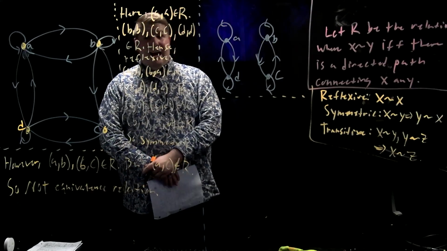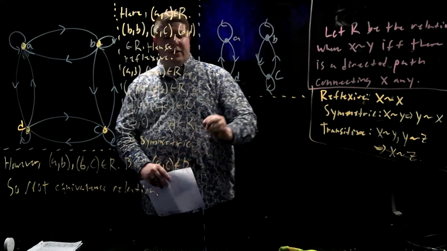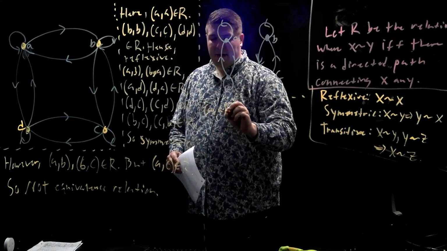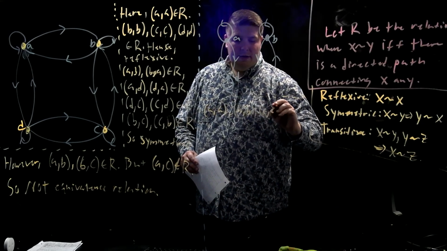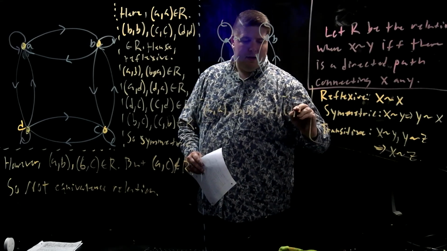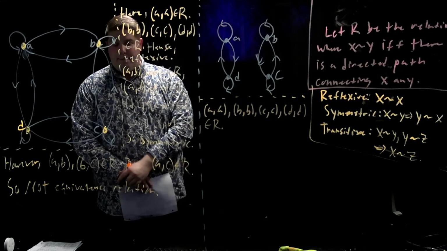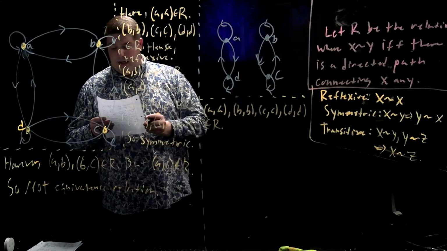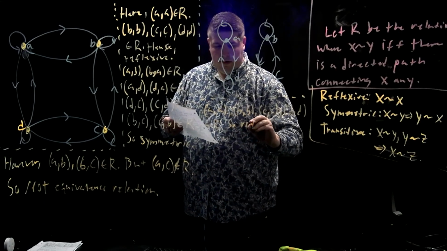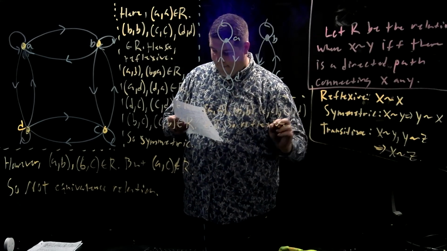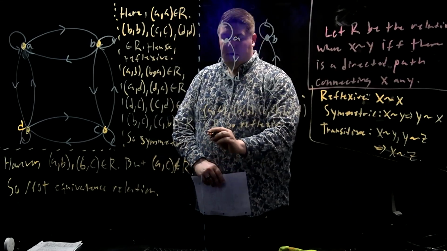So here, A goes to A, B goes to B, C goes to C, and D goes to D. So we have AA, BB, CC, and DD. These are all in the relation. Okay? All those are in the relation, so reflexive. What else do we see?